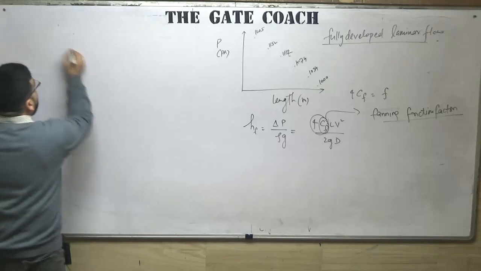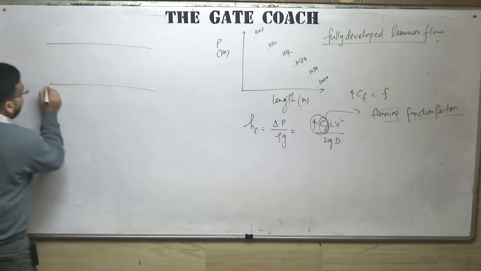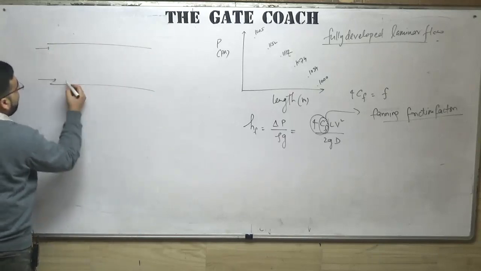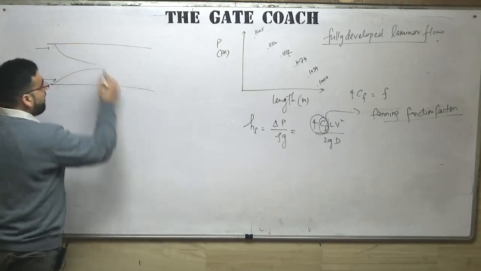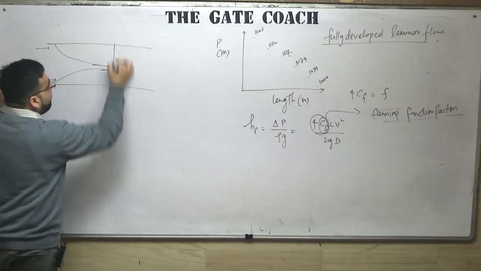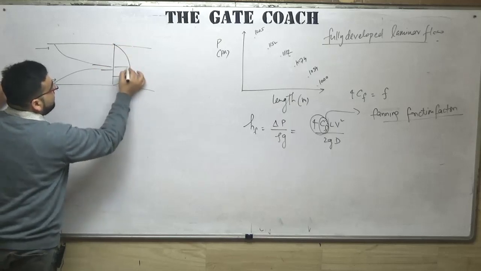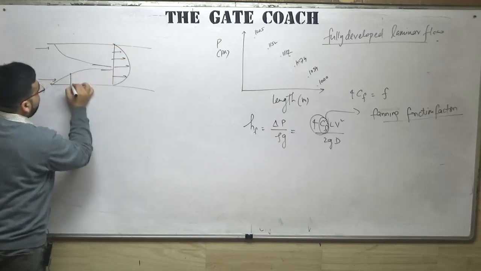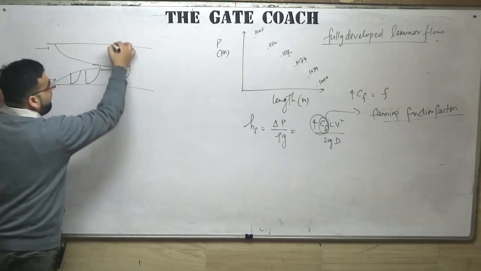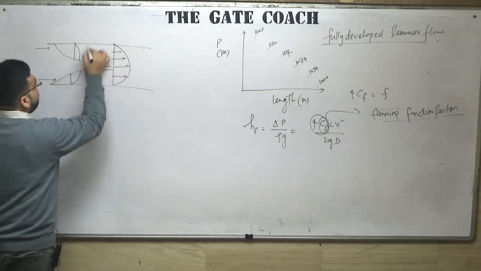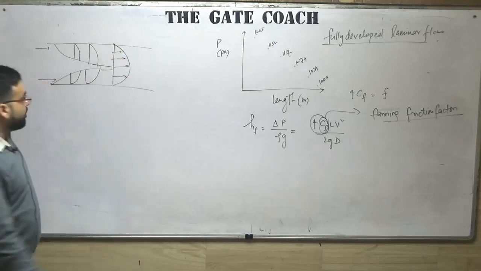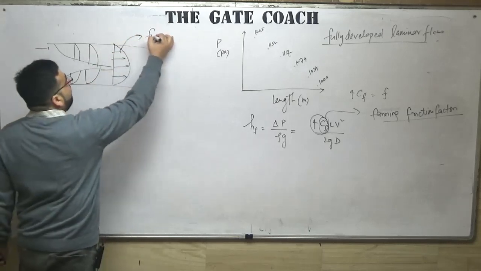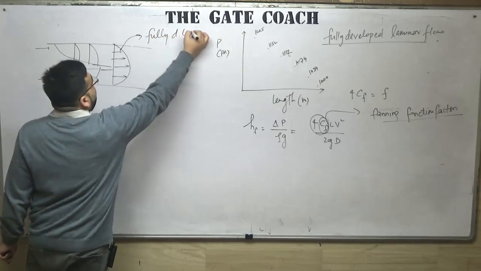The meaning of fully developed laminar flow is that when the fluid just enters a particular pipe, a boundary layer is formed from here also, and from here also the boundary layer is formed. But after a certain distance, it follows a parabolic velocity profile distribution. Here the velocity profile was like this, here it was like this, but after some distance, and some time, it follows a parabolic profile distribution, and this type of flow is called a fully developed laminar flow.